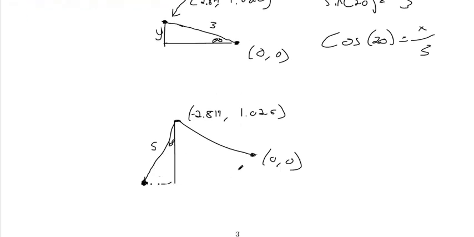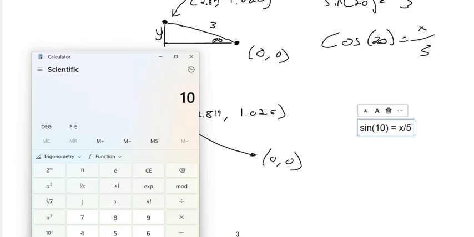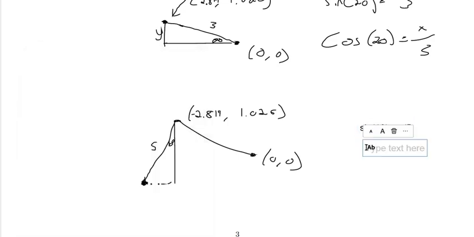Let's do the same thing we just did in another problem to find this distance down here. That's opposite of 10 degrees. So sine of 10 equals the opposite, which I don't know, divided by the hypotenuse. So 10 degrees sine times 5. So that's 0.868. That's the change in x.